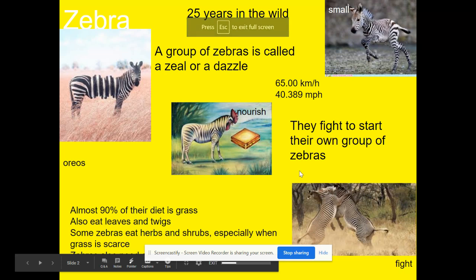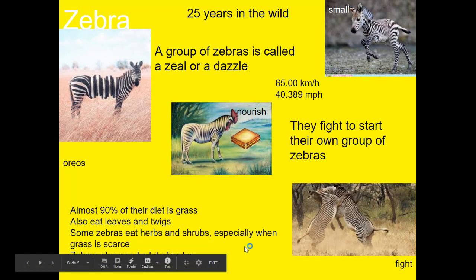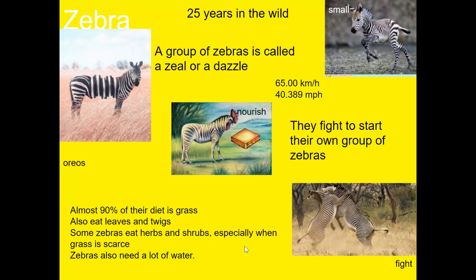All right, guys, today we're going to be talking about overexploitation, but first, a couple species of the day. I can't remember who turned this one in. I remember being amused at the unique photos, Oreo zebras and whatnot. A group of zebras is called a zeal or a dazzle. They fight to start their own group of zebras, as we can see here in the bottom. Most of their diets are grass, leaves, twigs, herbs, shrubs. They also have a high demand for water in their diet.